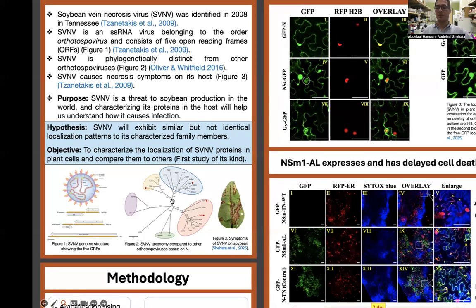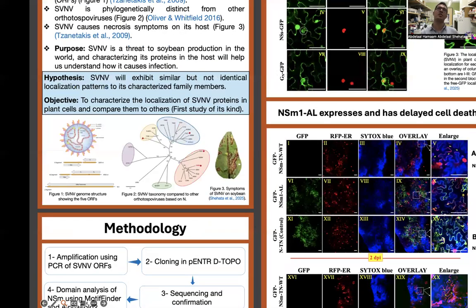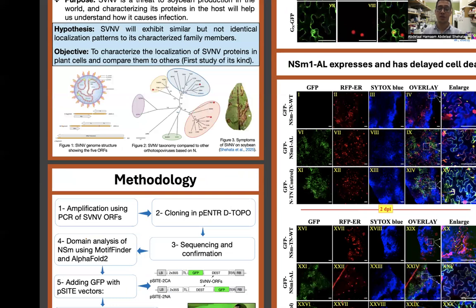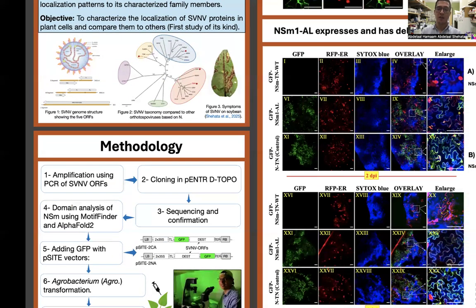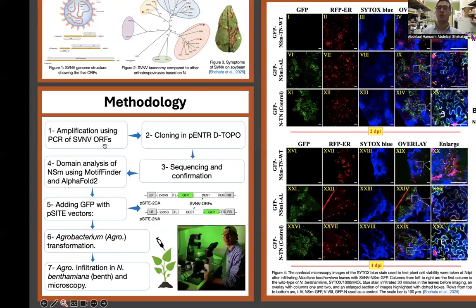So the objective, it's just one big objective, is to detect the localization pattern of SVNV proteins and compare it to other characterized orthotospoviruses. The methodology that we used is that we amplified all the proteins except L with PCR, and then we cloned them in pENTR. We sent them for sequencing to confirm that the sequence is good.